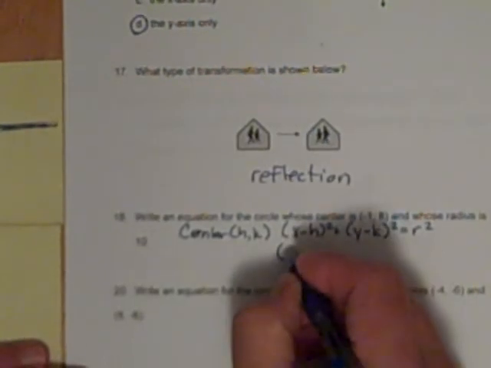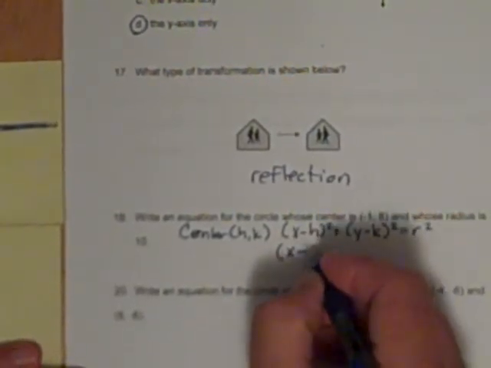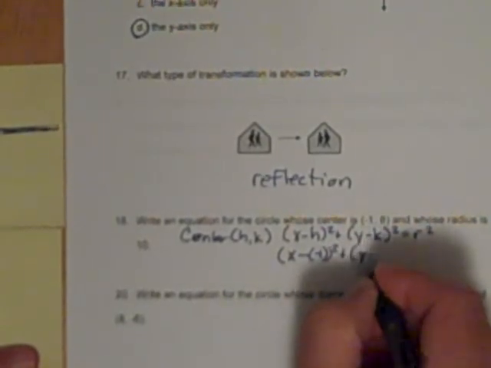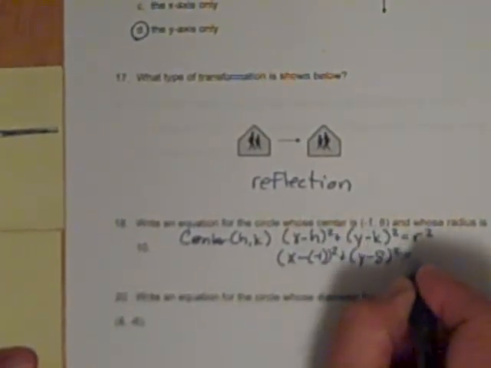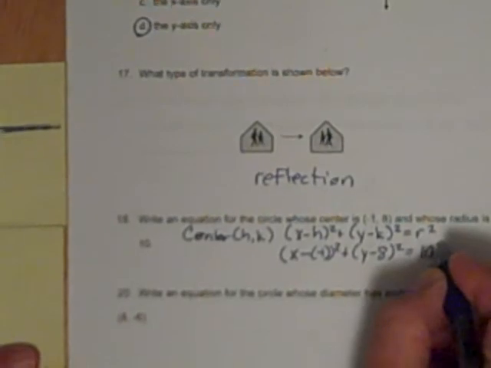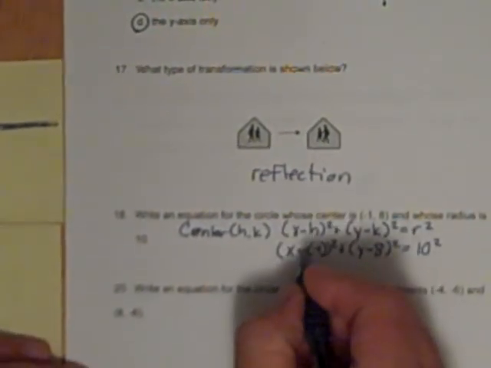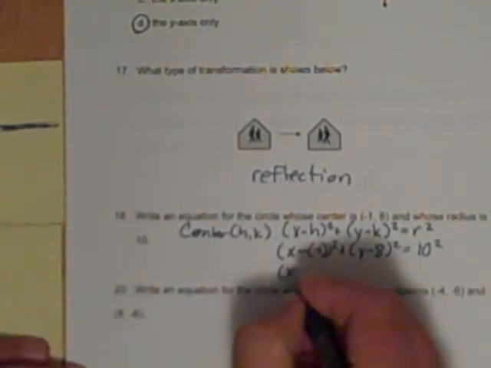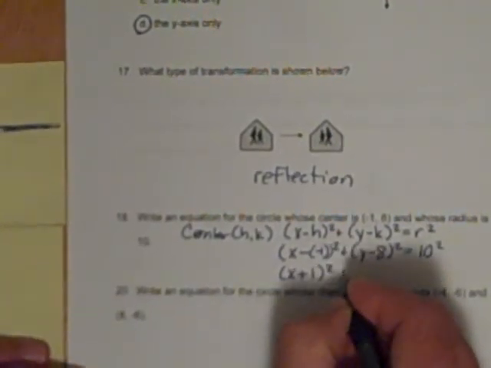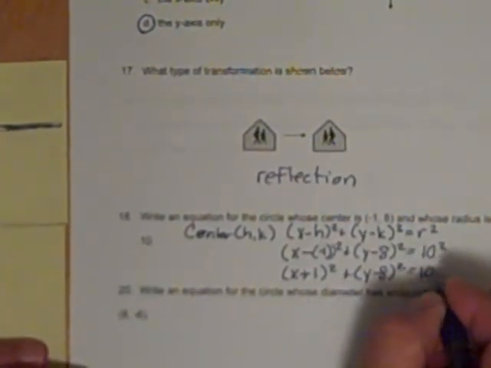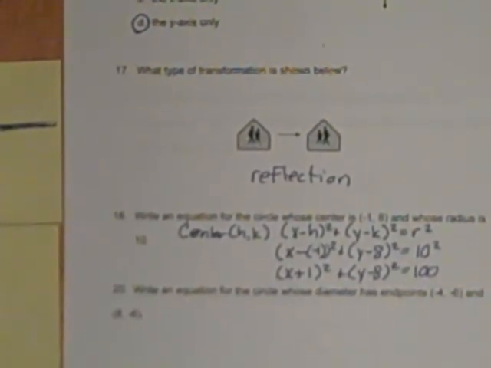So underneath here we'll just do (x minus negative 1) squared plus (y minus 8) squared equals the radius, which is 10 squared. Now that we've written it, all we have to do is simplify and we're done. We can make that positive, so we'll make this (x plus 1) squared plus (y minus 8) squared equals 100. And that's that.